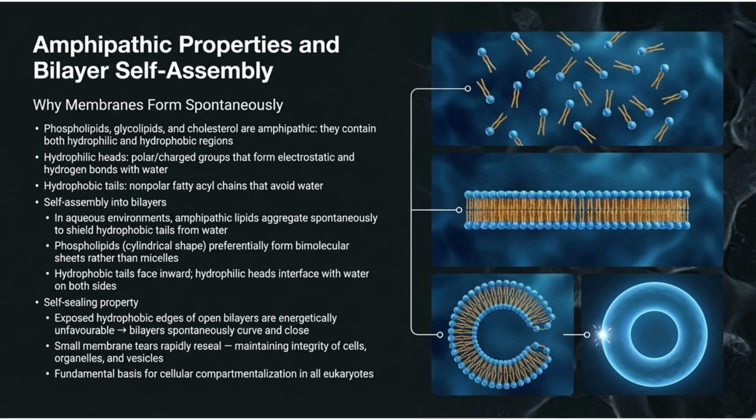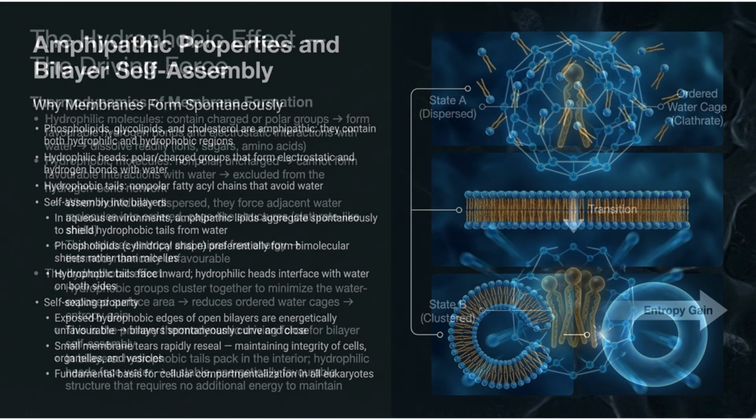And now here is the additional elegant feature. Bilayers do not like to have exposed edges, because at an edge the hydrophobic tails would be in direct contact with water, thermodynamically unfavorable. So open bilayer sheets spontaneously curve and seal themselves into closed structures, vesicles, organelles, cells. This self-sealing property is the very basis of cellular compartmentalization in all eukaryotes. It also explains why small membrane tears can repair themselves rapidly. The driving force for all of this is what we call the hydrophobic effect, which deserves its own examination.